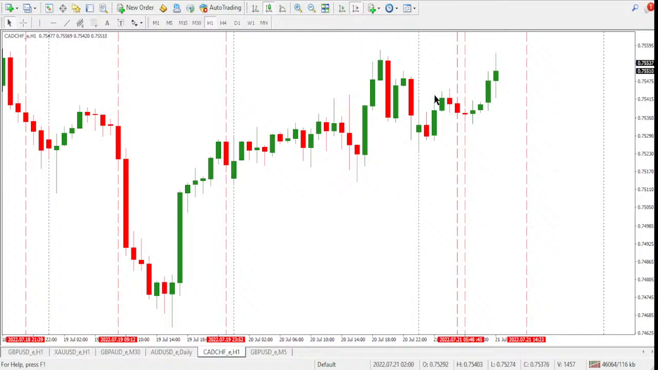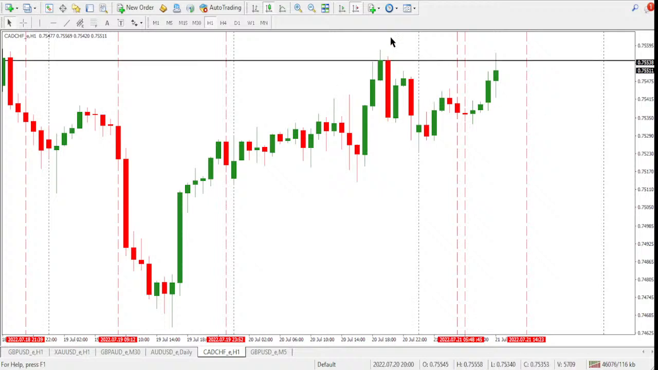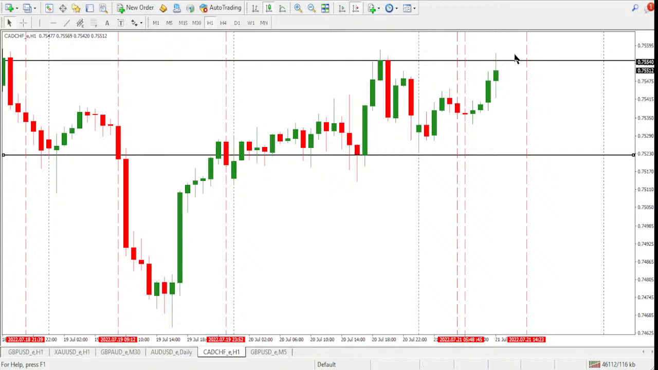The first thing I see on this chart is that we do have a very good resistance level. This is CAD. We have a very good resistance level here from yesterday. Then we had a support here. We had a support, and there is a resistance here.